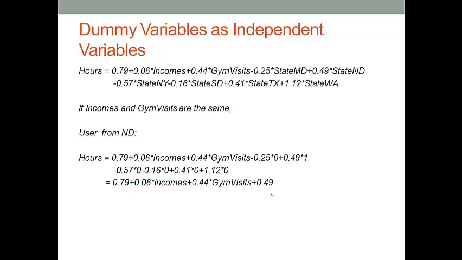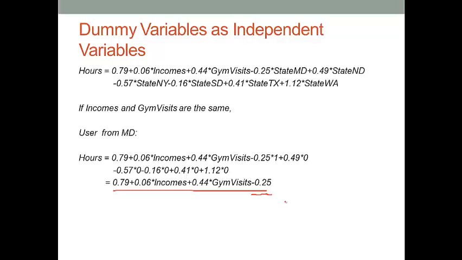Then we can find another customer. This customer is from North Dakota, state ND. So for ND, we should give value 1, and then for all other state variables, we should give zeros. Finally, we'll get the equation on this slide. As you can see, at the end, we should plus 0.49. If the customer is from North Dakota, we should plus 0.49 at the end of this equation. If the customer is from Maryland, we should minus 0.25 at the end of the equation.